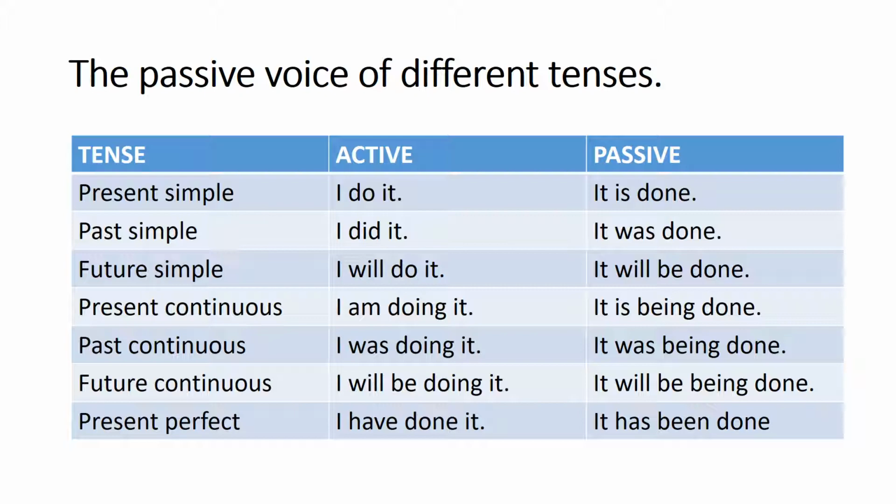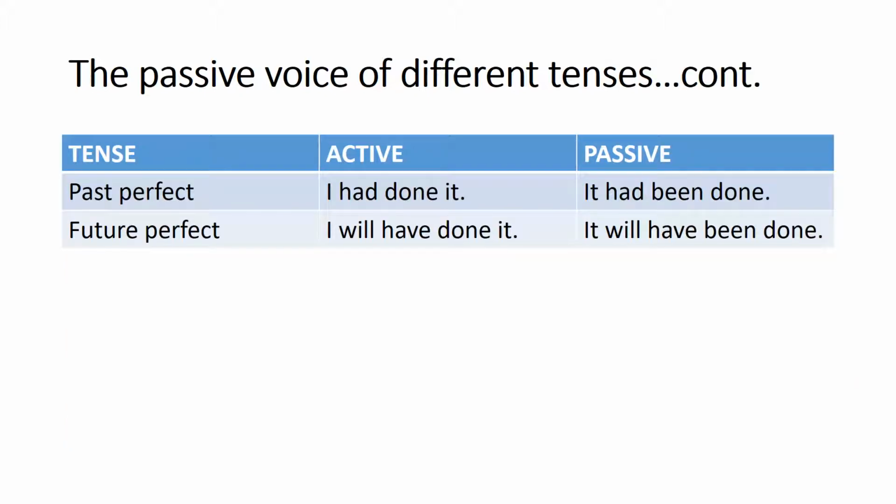Present perfect, I have done it, it has been done. Past perfect, I had done it, it had been done. And future perfect, I will have done it, it will have been done.